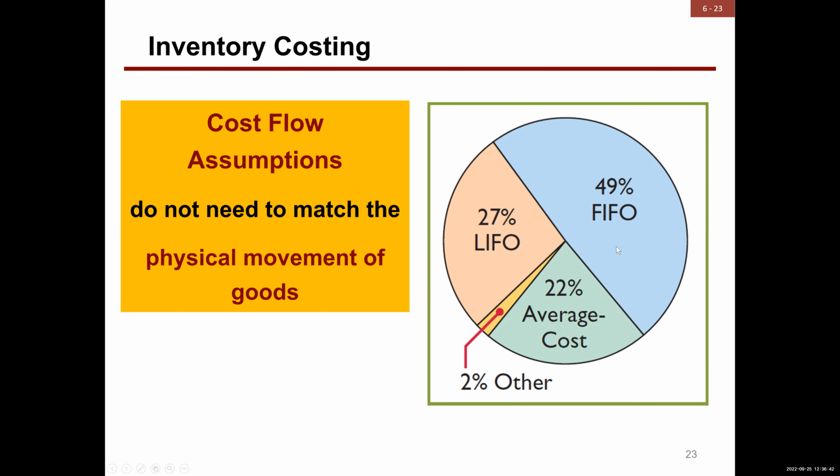The only one that's not an assumption is specific identification. Why? Because they tell you which ones were sold. But in these other ones like FIFO, LIFO, and weighted average, they're cost flow assumptions.